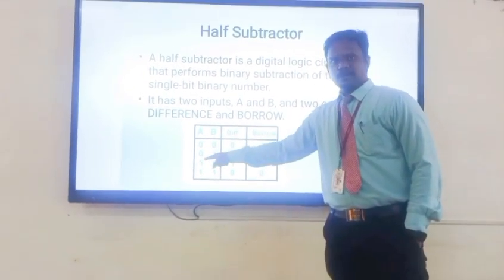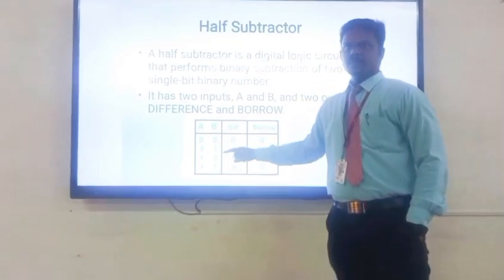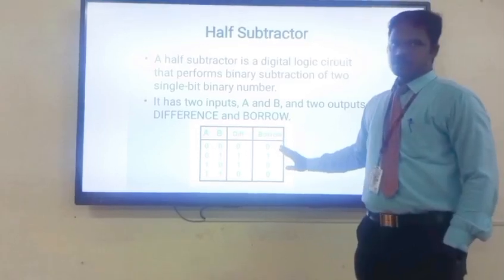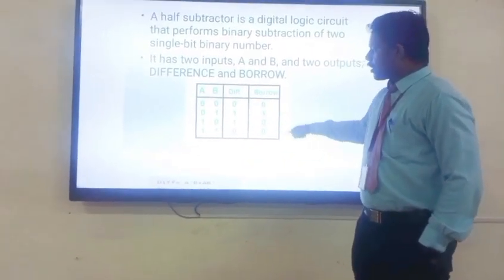So this 0 will become 10. Now you have to perform the subtraction operation. Here it is 10, here it is 1. 10 minus 1, your result difference is 1. Already the borrow is 1. Again, the same process for difference and borrow.